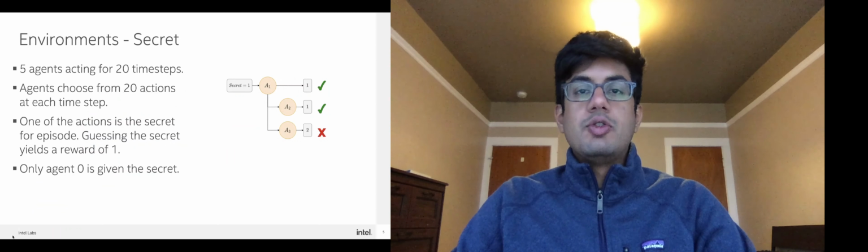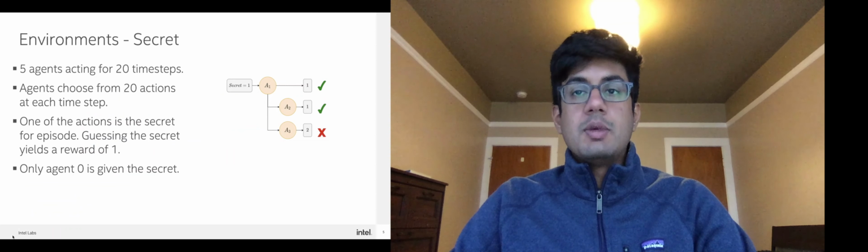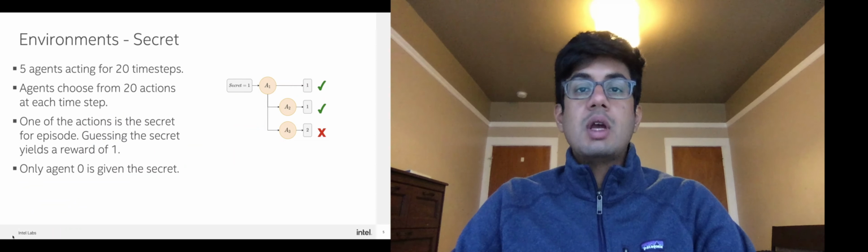We test our methods in 3 environments. The first environment, secret, consists of 5 agents. The agents need to guess a secret that is fixed for the duration of the episode and is only given to the first agent. Therefore, the agents must learn to share the secret.